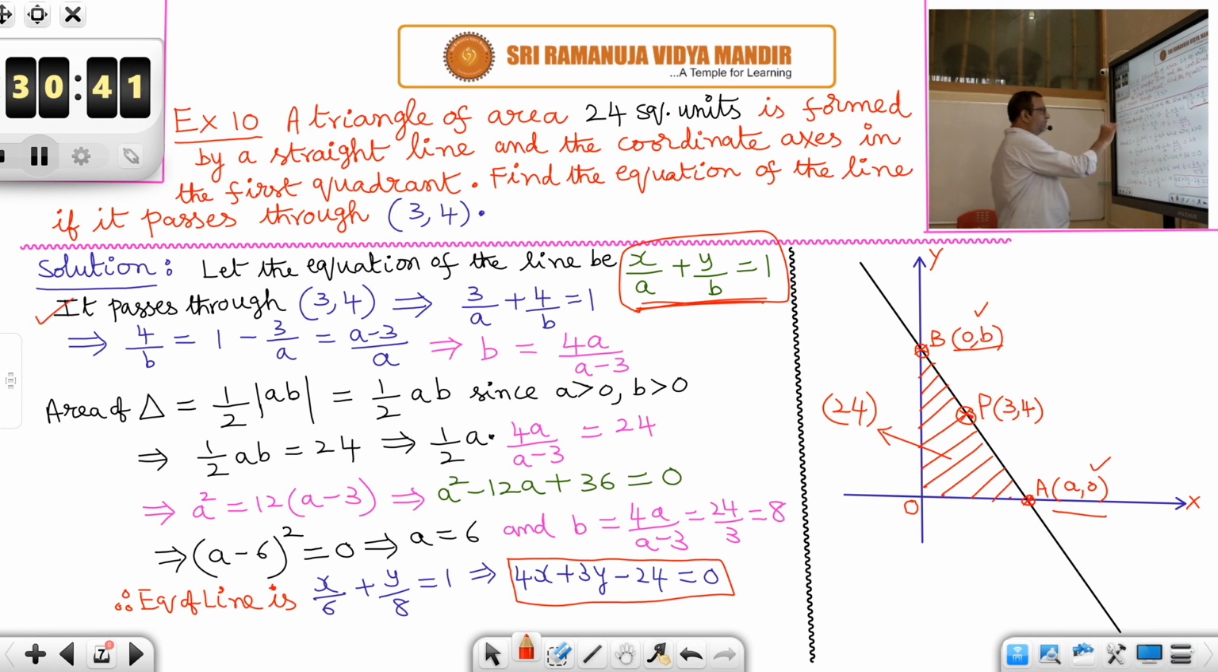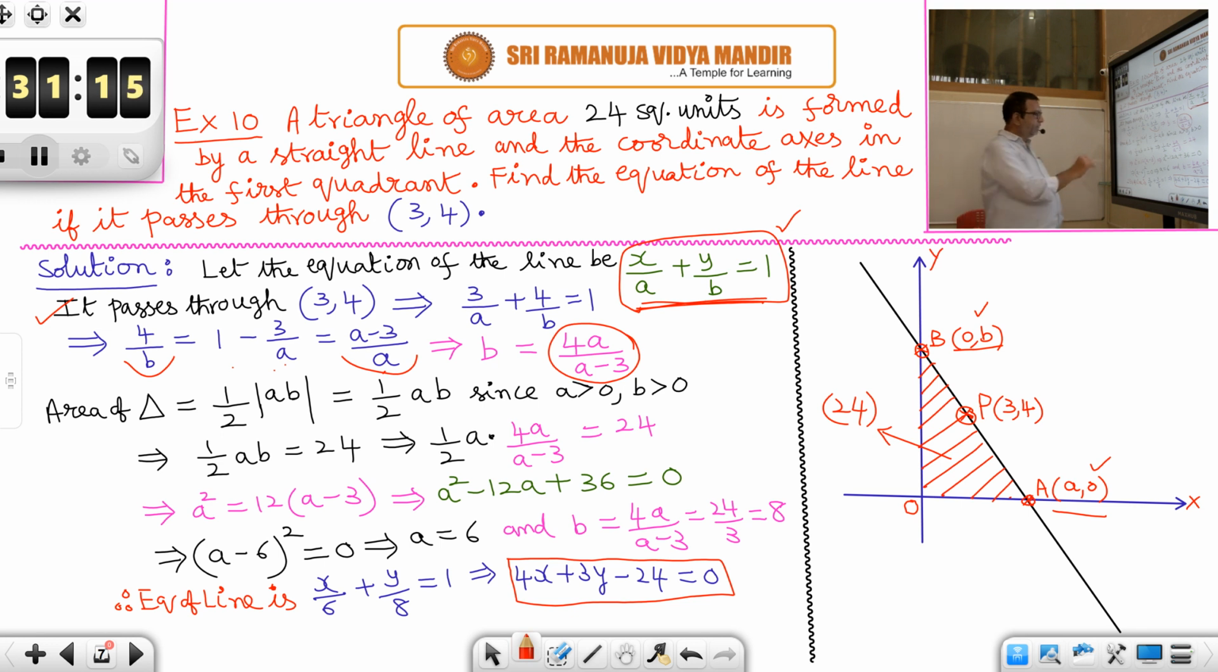So, first condition: it passes through the point (3, 4). I substitute (3, 4): 3 by a plus 4 by b is equal to 1. From this, can I find the value of b in terms of a? 4 by b is equal to 1 minus 3 by a, which is a minus 3 by a. So, b is equal to 4a by a minus 3. So, b also in terms of a I have obtained.